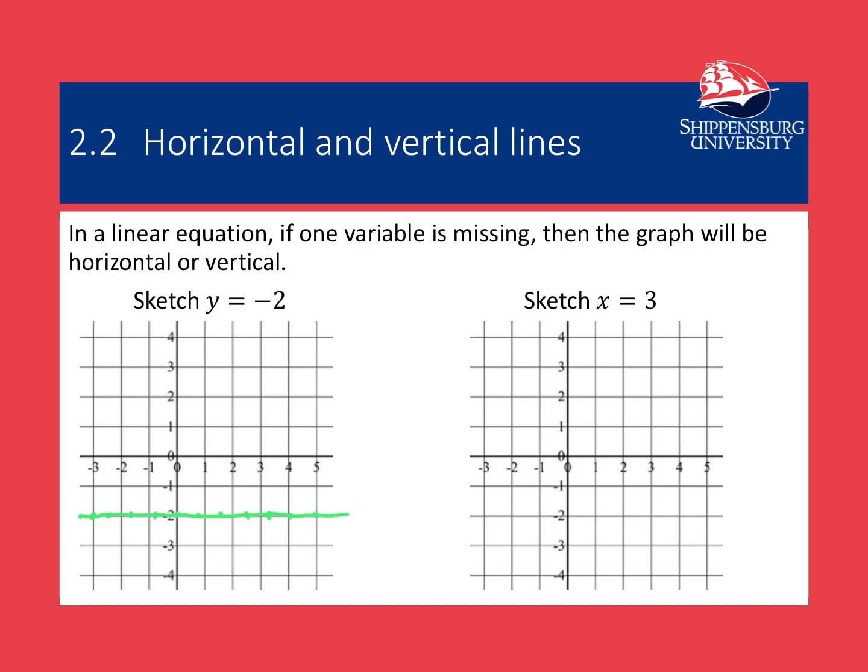On the other hand, if you had an equation that only has an x in it, like x equals 3, that's describing all of the points on the grid whose x-coordinate is 3. And so here are the points where the x-coordinate is 3. And if you picture 3 or 4 of them, then you'll realize that that is a vertical line. So even if one of the variables is missing, we can still draw a picture of the line, and it'll either be a horizontal or vertical line.